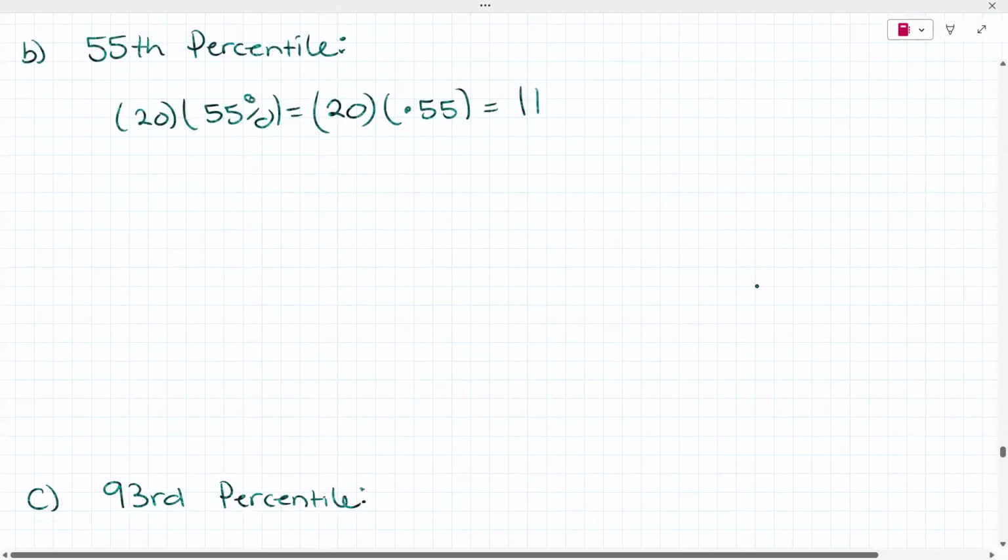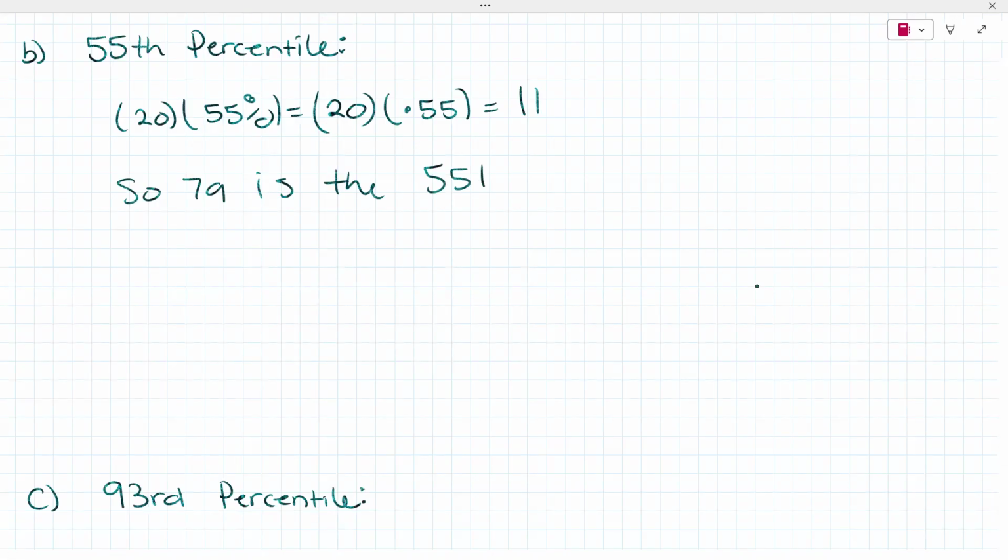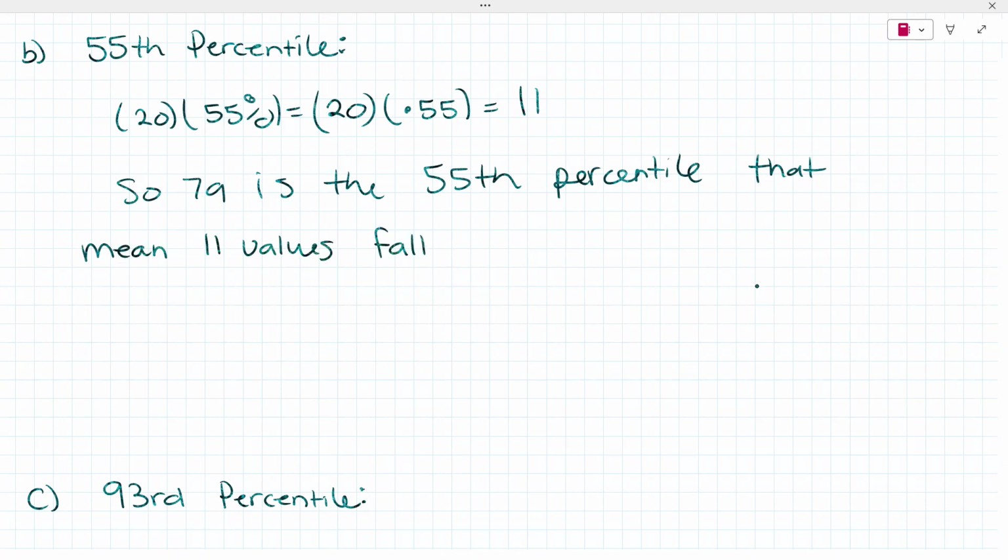So what that means is, so 79 is the 55th percentile. That means 11 values fall at or below 79. That's it.